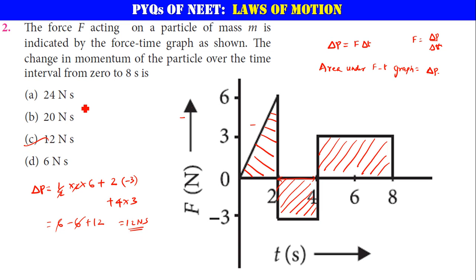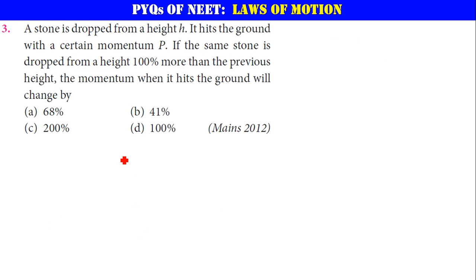Alright, now let us see the next question. A stone is dropped from a height h. It hits the ground with a certain momentum p.